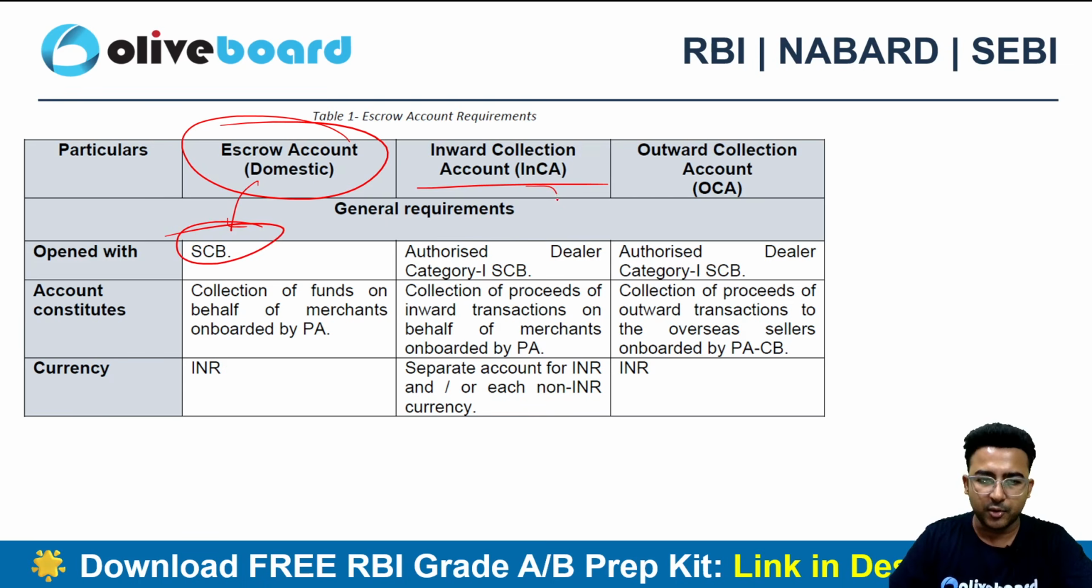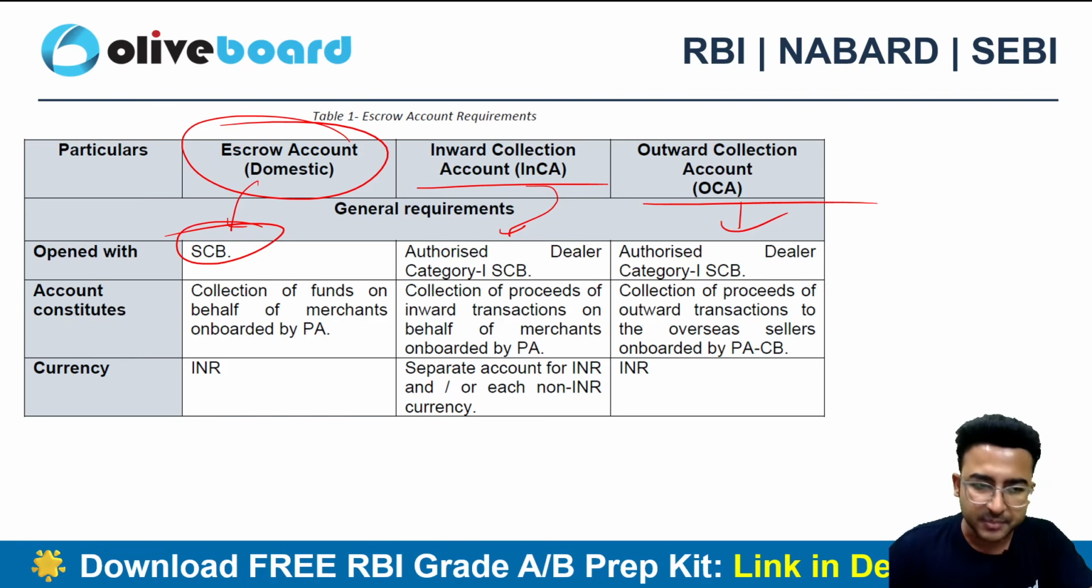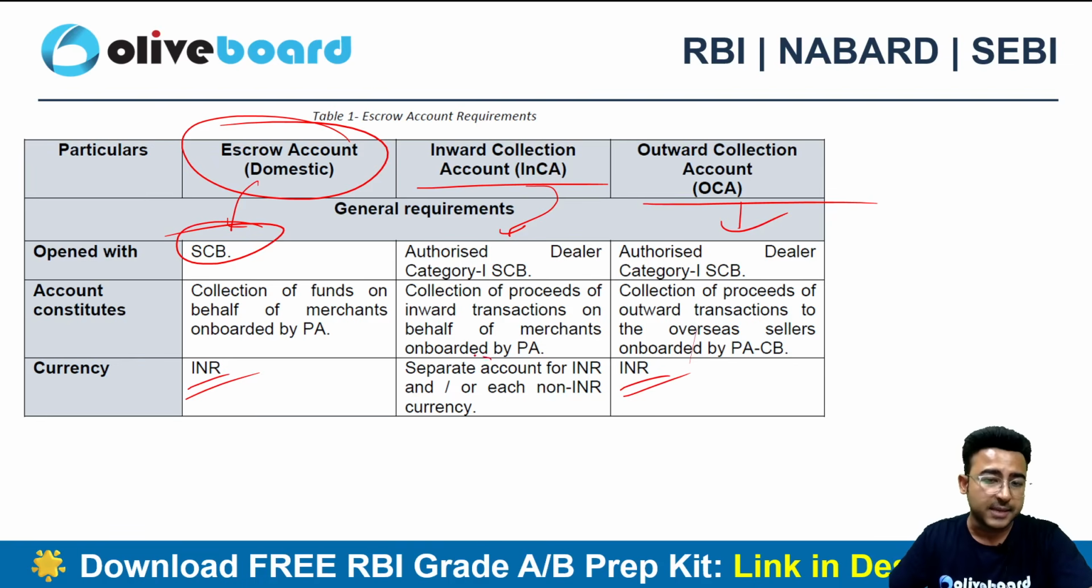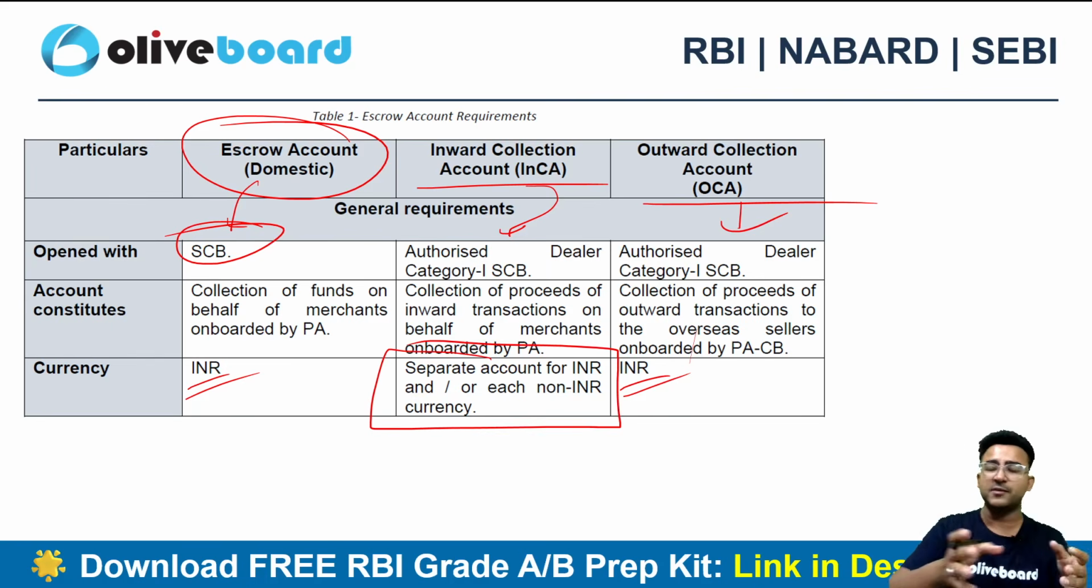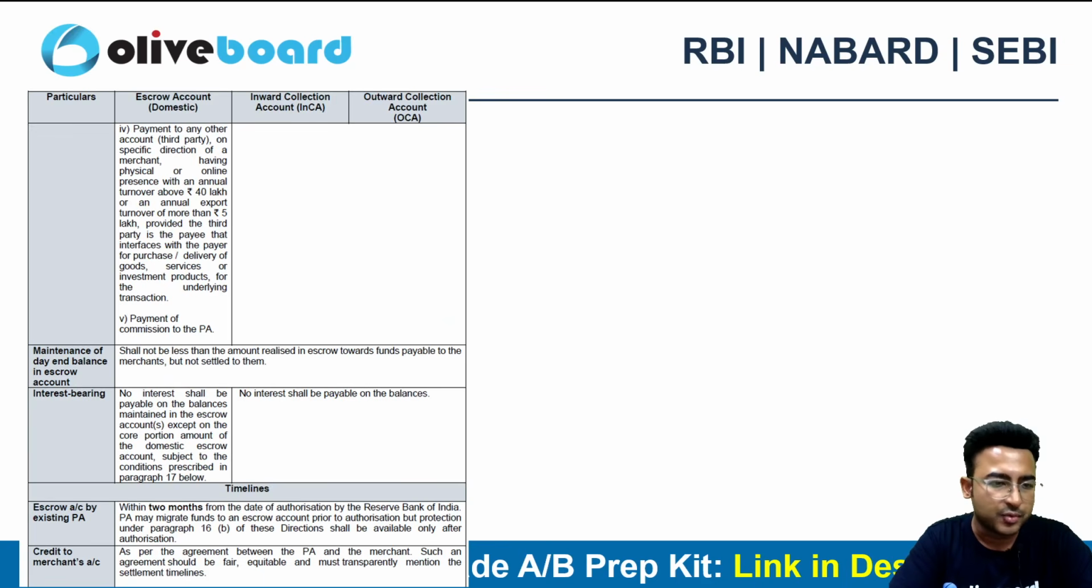For inward collection, you can open it with the SCBs or the authorized dealer category 1. For outward, again you can go ahead with the authorized dealer category 1 or SCB. Obviously if it's domestic, then it will be in INR only. If it's outward, then it will be in INR. But if it is an inward account, a separate account for INR, and in case you are receiving money in non-INR currencies like dollars or pounds or any other currency, then a separate account is again required here, right? So they have given you this in a chart format for everything. So just have a quick reading regarding this chart, right?